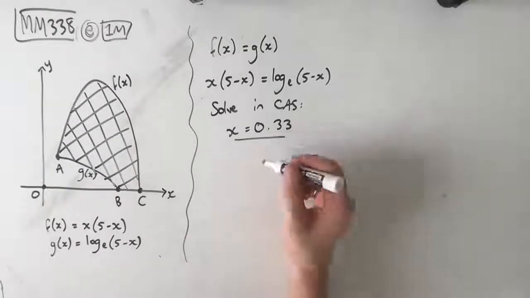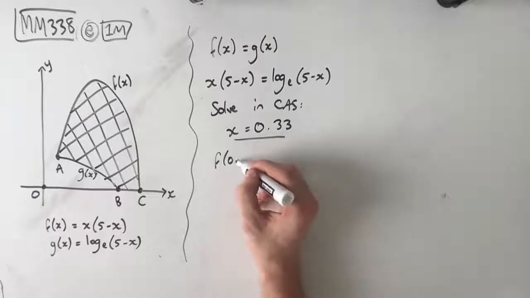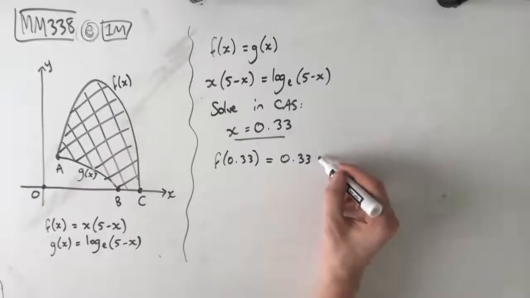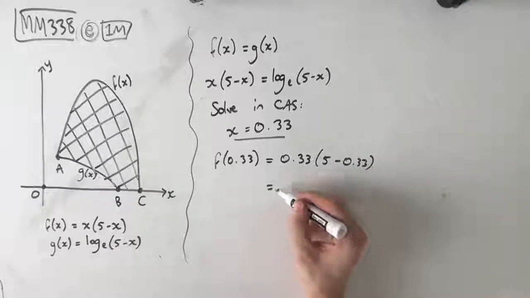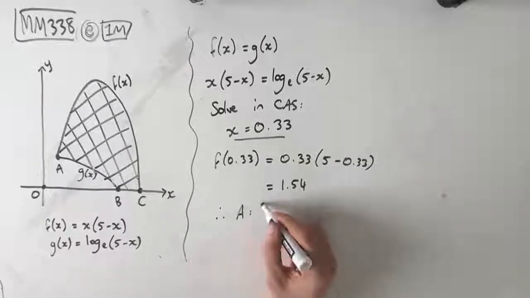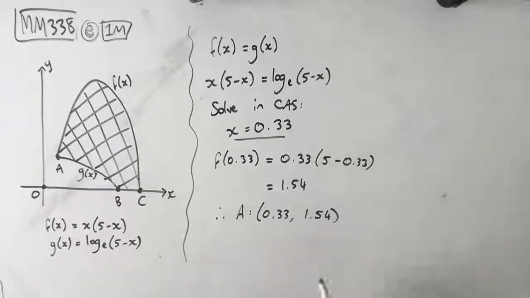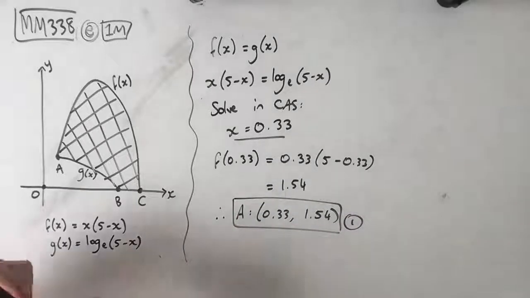So we've got our x value, but now we need our y value. So what we can then do is say f of 0.33 to find our y value is 0.33 times 5 minus 0.33. And what that gives us is 1.54. So therefore, A occurs at (0.33, 1.54). That is our first mark, and only mark for part E.